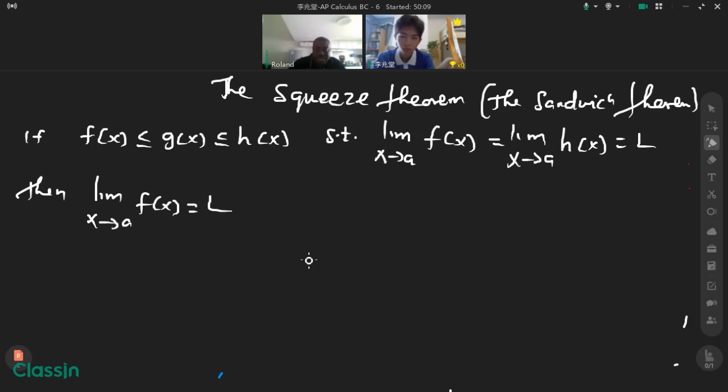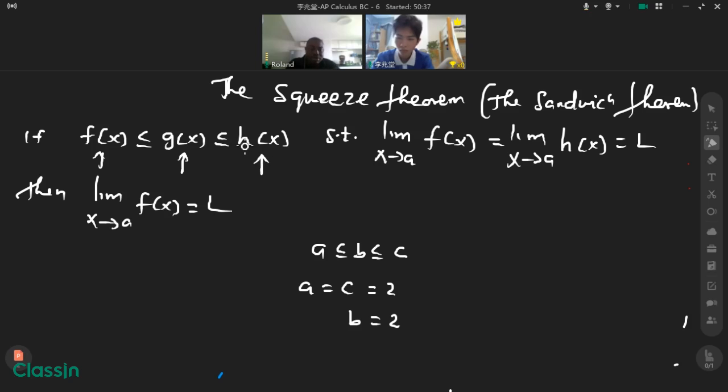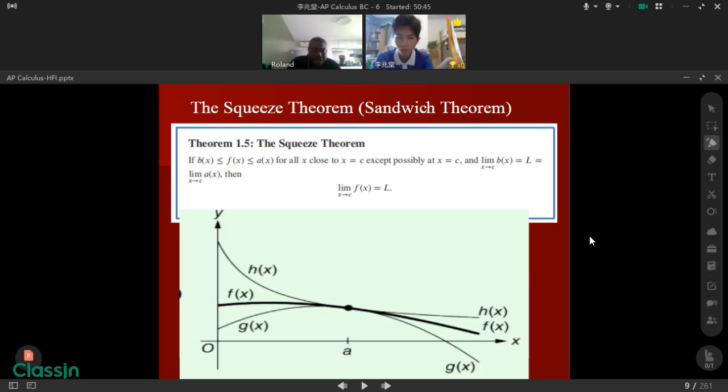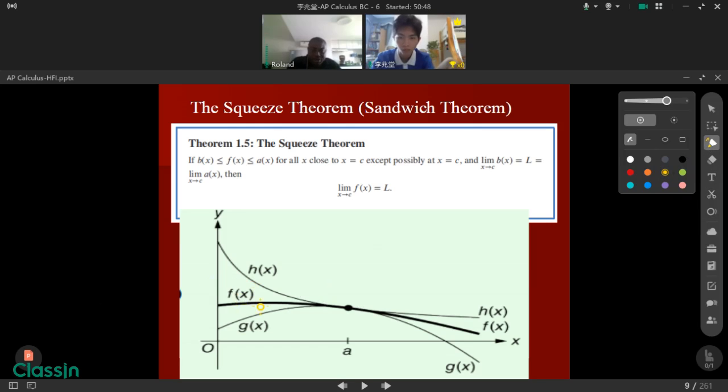Basically, in simple terms, if a is at most b, at most c, and a is the same as c, which is 2, then we can conclude that b is 2, because that is the only way this statement can be true. So, in the sandwich theorem or the squeeze theorem, to evaluate the limit in the middle, we need to evaluate the limit on the left-hand side and the limit on the right-hand side. If they are equal at a particular value, then we can conclude that the expression in the middle is equal to that value.